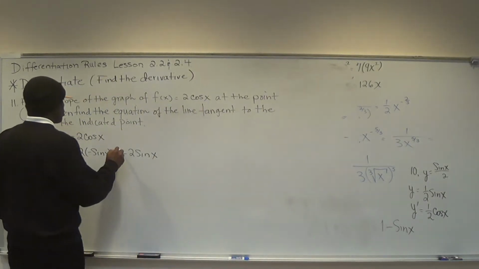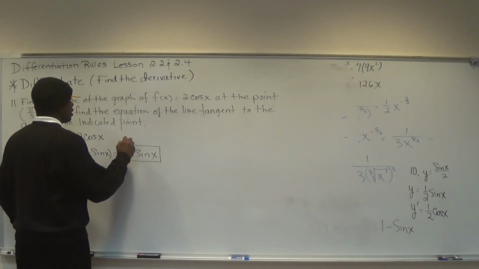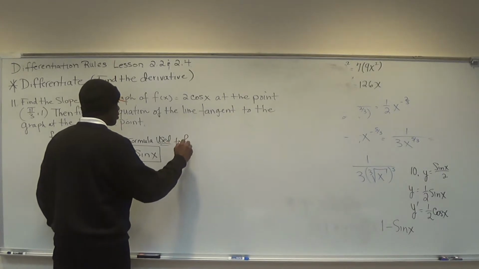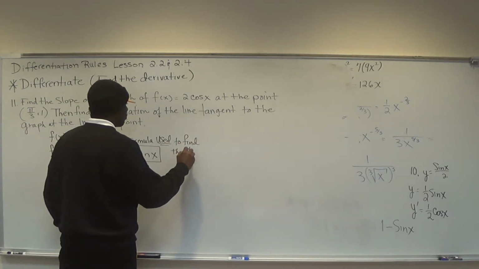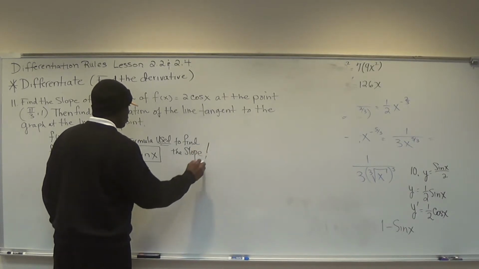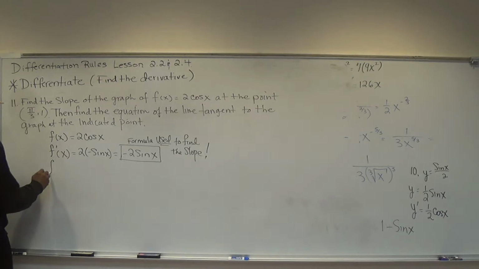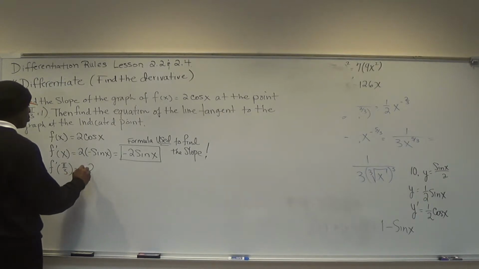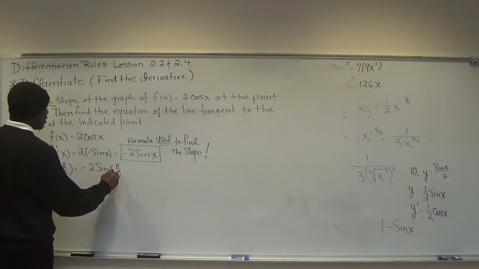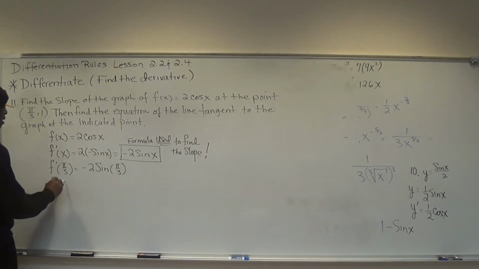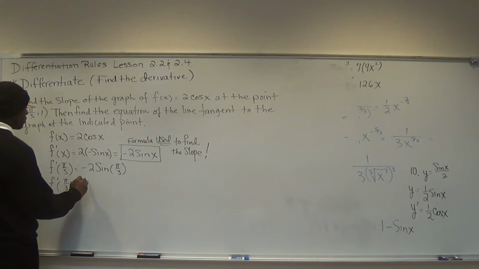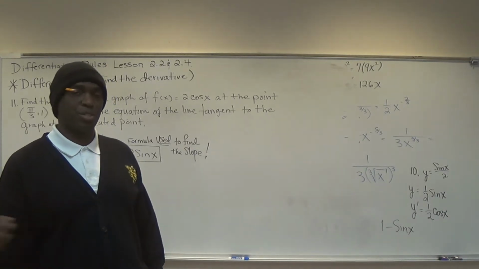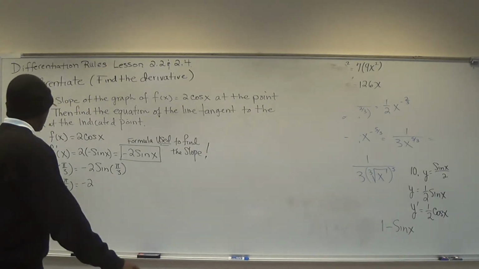So this right here is the formula used to find the slope. That's what the derivative is. The formula used to find the slope. So now, let's look at f prime of pi thirds, which is going to equal negative 2 times the sine of pi thirds. So now, what is the sine of pi over 3? Well, pi over 3 is the same as 60 degrees, and the sine of 60 degrees happens to be the square root of 3 over 2.